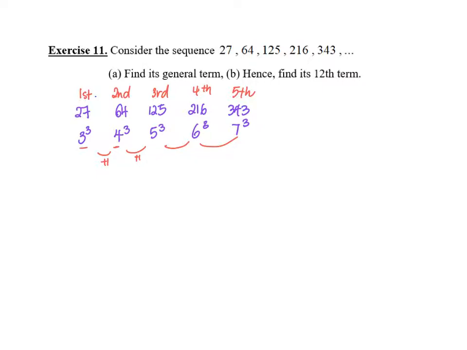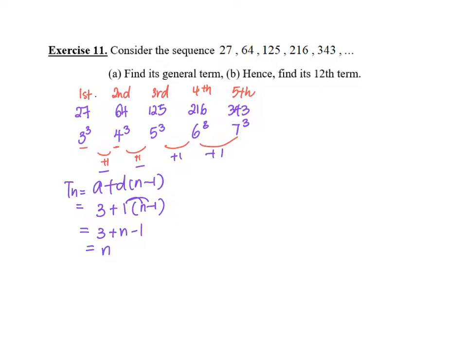The formula says a plus d times n minus 1. So for the nth term, to get the number before you cube it, Tn will be, taking the first term, which is 3, I add a difference of 1, since we are adding 1 each time, but n minus 1 times. So let's take a look. This will be 3 plus, expand out our brackets, n minus 1. And that gives me the formula n plus 2, since 3 minus 1 gives me 2.